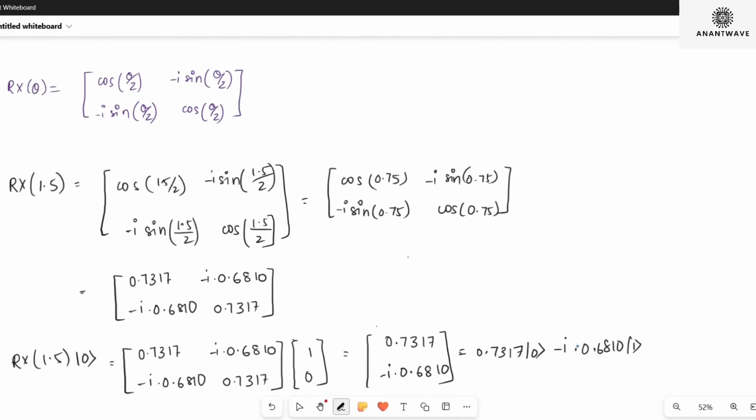Here, let's take the data value as 1.5 and let's apply the Rx gate. So the data value is 1.5. We are applying 1.5 as theta and substituting in the given matrix. We'll get the following matrix as a result. We know that the starting position is always ket 0. So we multiply the Rx matrix we got with ket 0 and we'll get the following result as the angle encoded value.